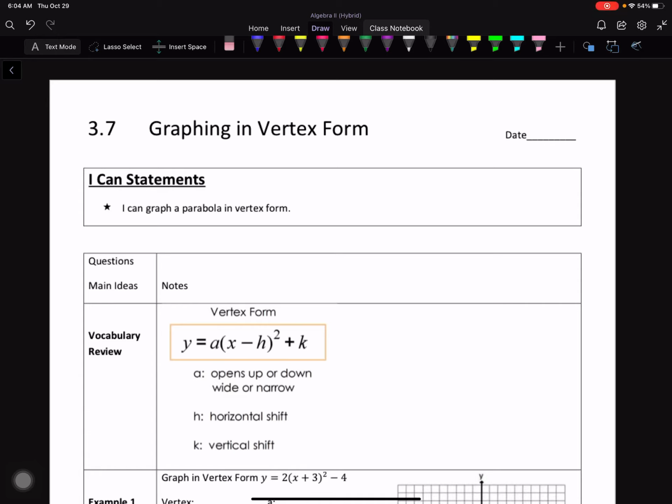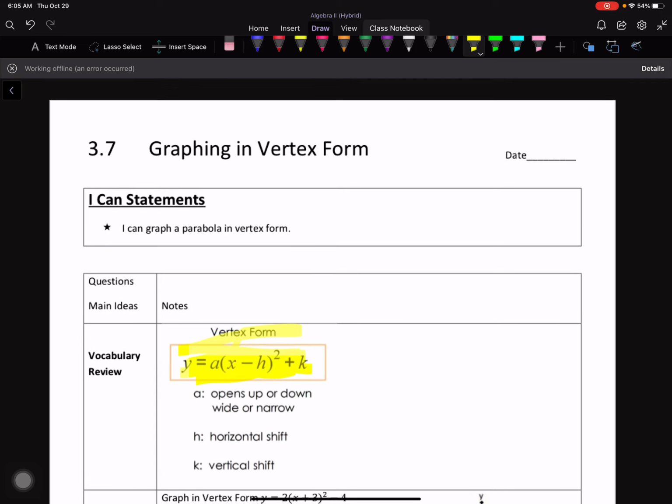Right, section 3.7, the last section of unit 3. We are graphing in vertex form. So here is vertex form: y equals a(x minus h) squared plus k. So a will tell us whether our parabola opens up or down, and if it's going to be wide or narrow. h is the horizontal shift, the left-right shift, and k is our vertical shift.